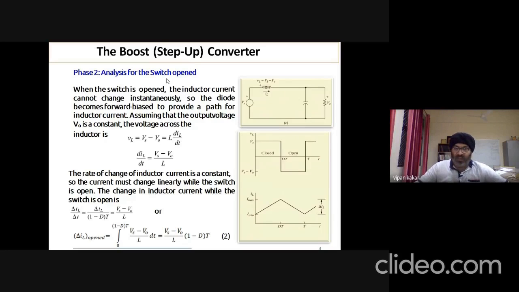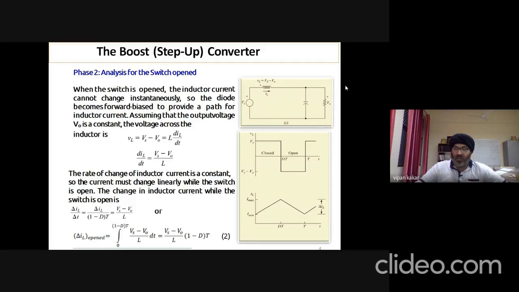Okay, so now phase 2, when the switch is opened or when we turn off the switch. Now when we turn off the switch, the inductor current cannot change instantaneously, so it takes some finite time. So during that finite time, the diode gets forward biased. And now with this forward biasing of the diode, as we can see in figure C, the current will now follow this path. And this is the equivalent circuit now when the switch is turned off.